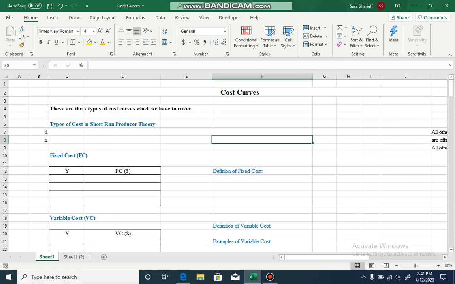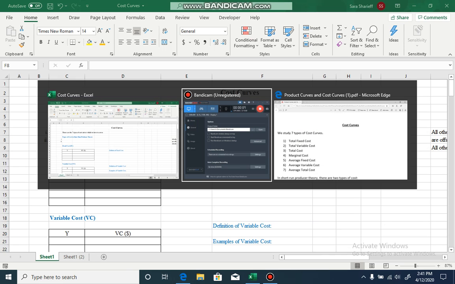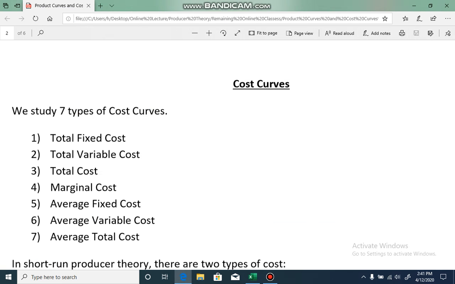Alright, now we are going to begin our discussion on cost curves, right? What are the different types of cost curves that we have to study? These are the 7 types of cost curves which we have to study, right?